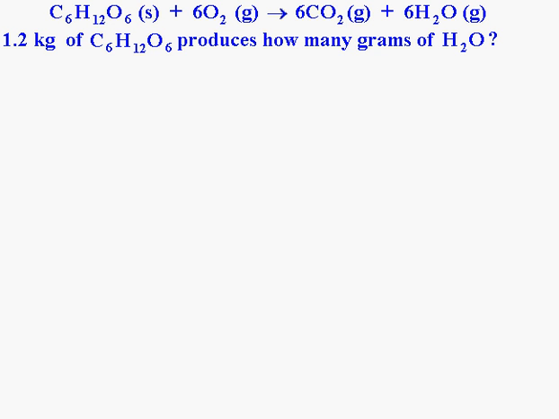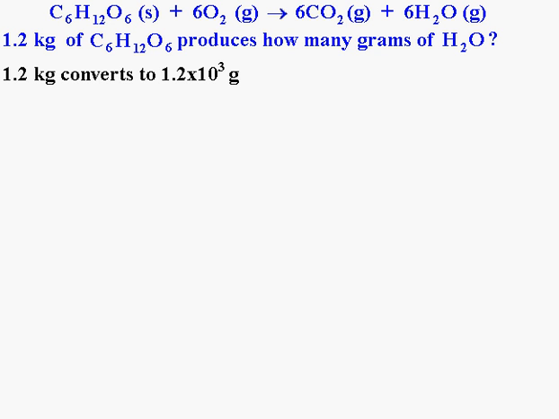Well, we immediately see a problem. The only way I know to get from mass to moles is by using grams. We don't have grams of glucose here, we have kilograms. So the first thing I have to do is convert kilograms to grams. I'm going to assume you know how to do that by now. So 1.2 kilograms converts to 1.2 times 10 to the third grams.